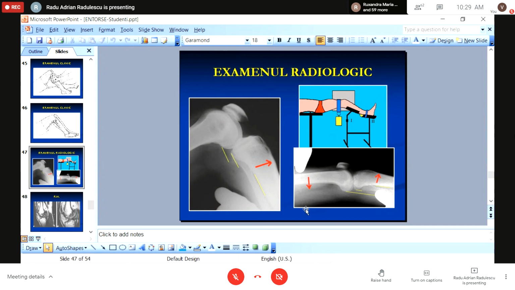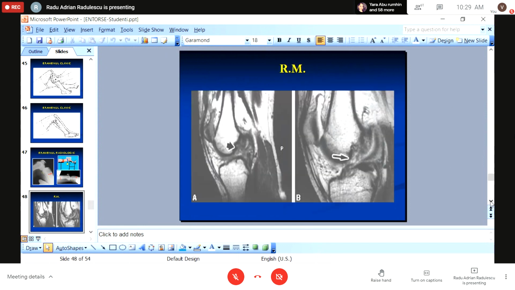Well, this test is not done anymore in our days as long as we have the MRI. You know, in the last 10 or 15 years, probably, I don't remember exactly, we have the MRI, which is a very important exploration in order to assess the soft tissues around the knee. Of course, it's a very important test, this MRI.